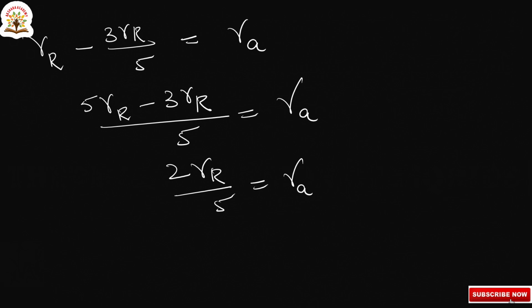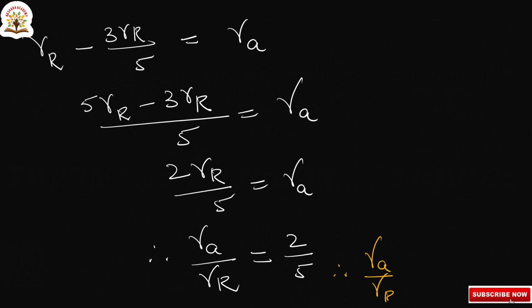Okay, therefore ratio of gamma A by gamma R is equal to, here we are adding gamma R in the denominator, it becomes 2 by 5. This is the ratio of apparent expansion and real expansion of the liquid, that is 2 by 5. Okay, therefore the answer is gamma A by gamma R is equal to 2 by 5.